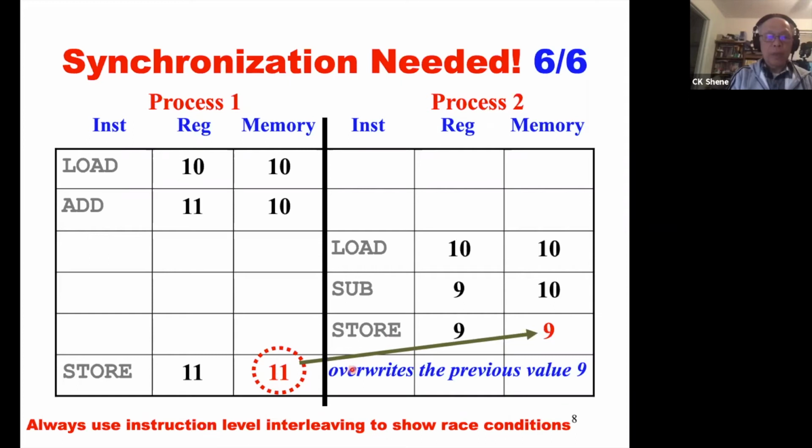Again, we are using instruction level interleaving. Context switch here, context switch here. So isn't it true that all three values, 9, 10, and 11, are possible? That is because a context switch could occur at any point between two machine instructions.